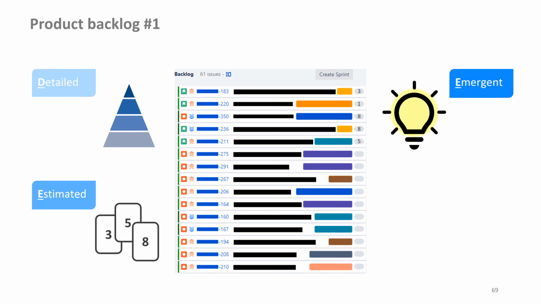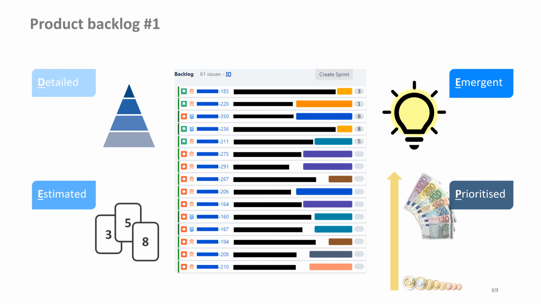Emergent means it changes through each sprint. We learn something new. We can add new user stories, take them out, and of course adapt them. The product backlog is prioritized. What is on top has the most value. The whole thing can be nicely remembered by the English acronym D.